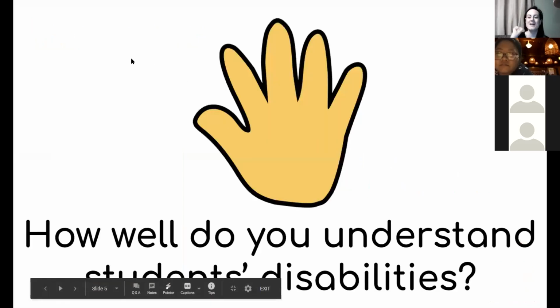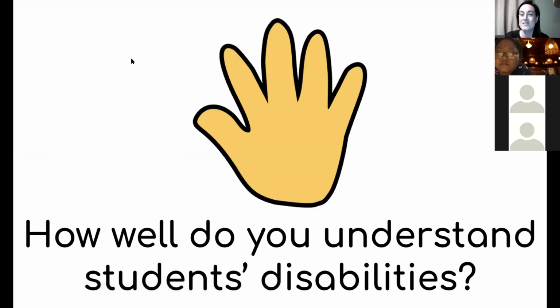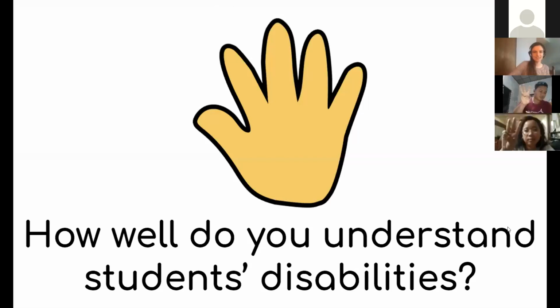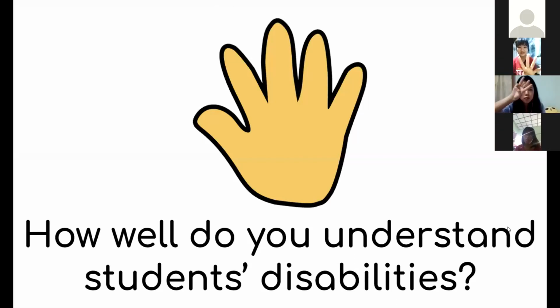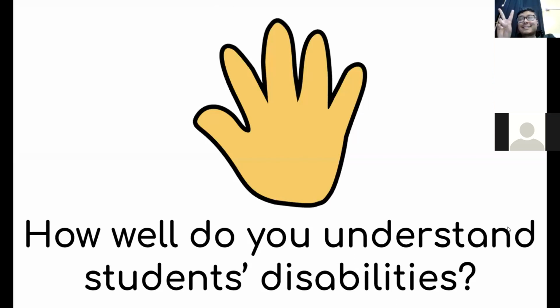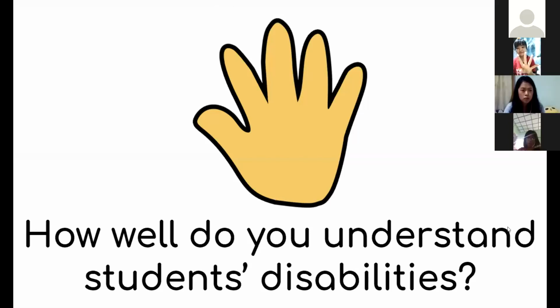Okay, show of fingers. So how well do you understand students' abilities? 0 fingers means not at all, 1 finger a little bit, 3 somewhat, 4 quite well, and extremely well is 5 fingers. So between 0 fingers and 5 fingers, on the count of 3, can you show me? 1, 2, 3. How well do you understand about students' disabilities? Okay, so I'm just taking a quick look. Some people have their camera turned off.